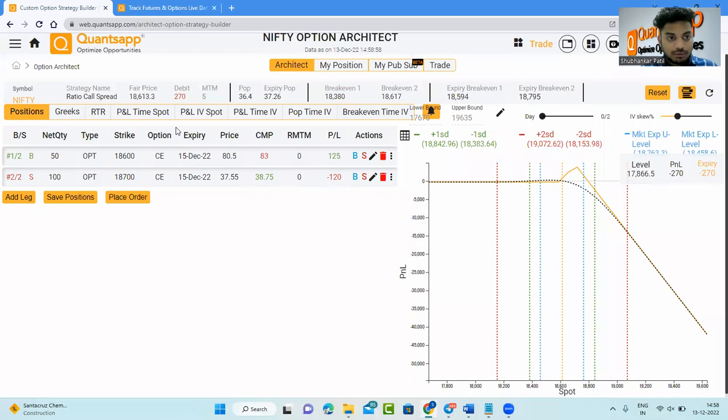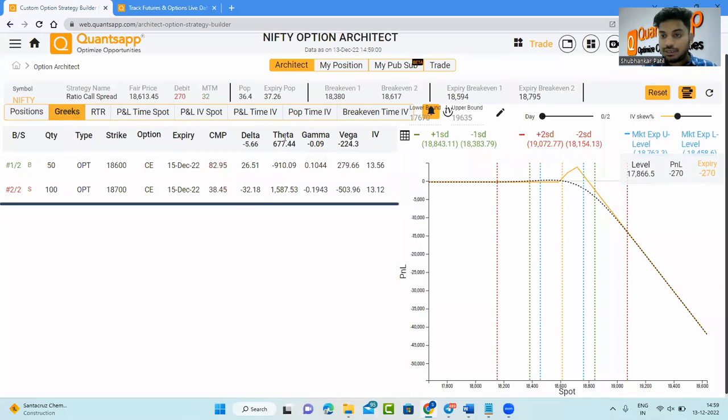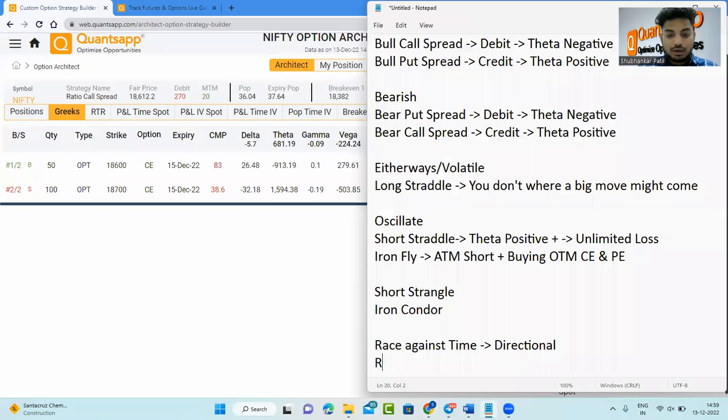The best part about this strategy is that the theta is positive. On the downside, I'm not losing a big chunk. Even if my forecast goes horribly wrong, I am still losing nothing. But if my forecast happens to be right, I will earn 3,830. And even if the market remains exactly where it is right now, I am still at the break even, in the profit zone in this strategy. So this is called a ratio call spread.